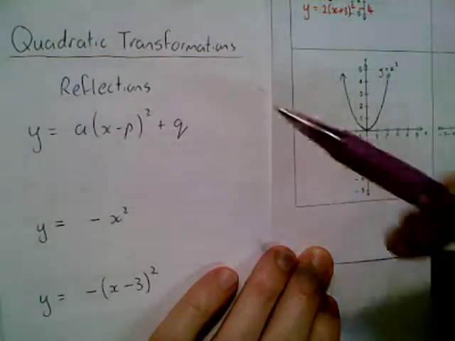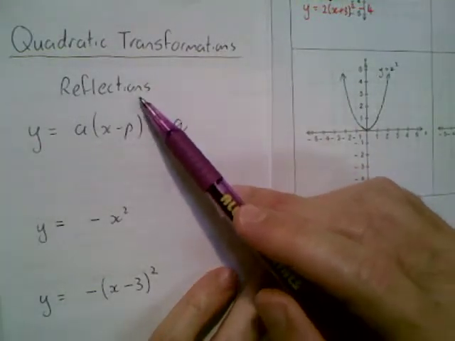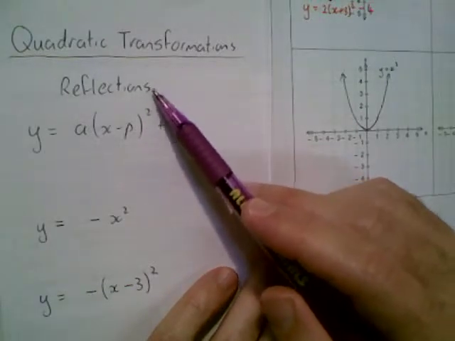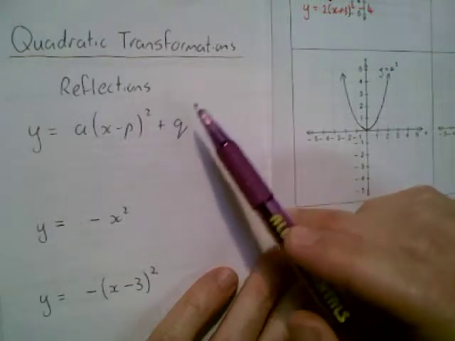Okay, this video looks at quadratic transformations and in particular reflections. So reflection is really where it's transformed by being mirrored about a mirror line.